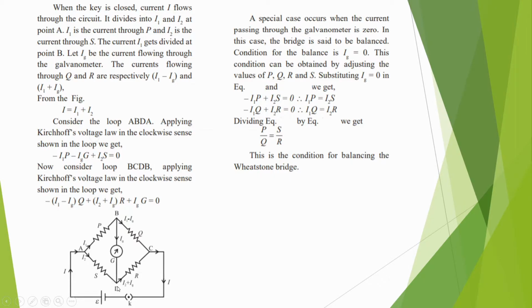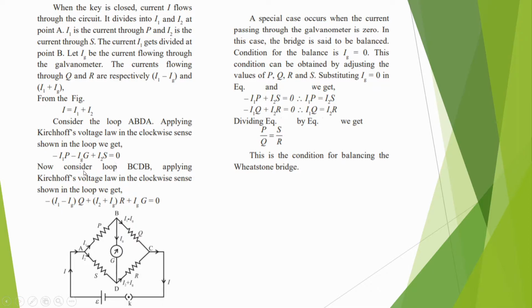Then we are moving from D to A. In that case, what is the resistance? That is S, and the current flowing through it is I2. According to the sign convention, when we are moving from D to A, the current is opposite to the tracing direction, so it can be taken as plus. So we get I2S. According to the sign convention, the equation for the loop ABDA is minus I1P minus IgG plus I2S is equal to 0.